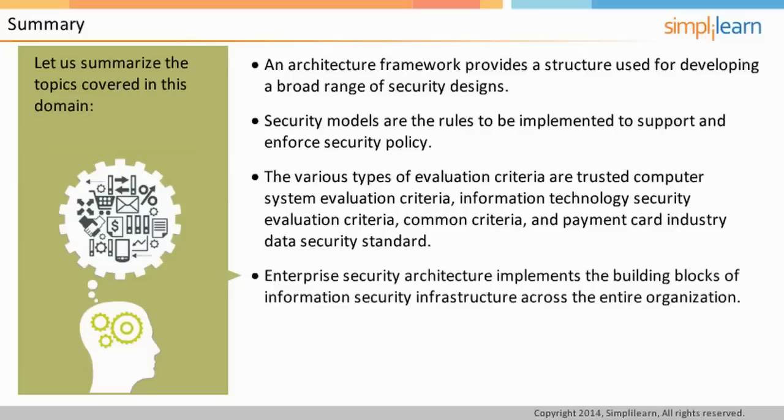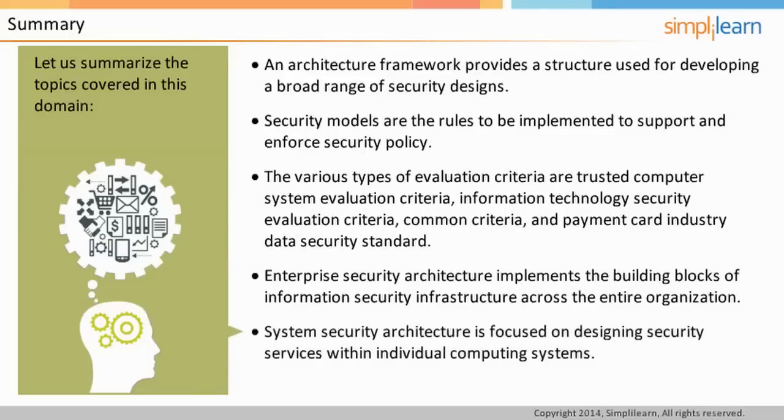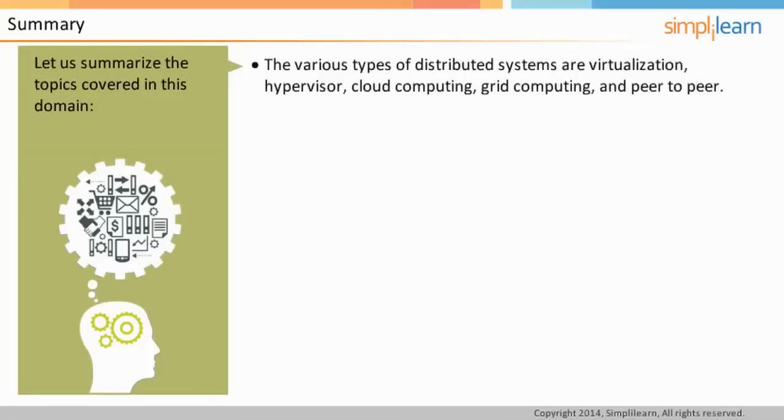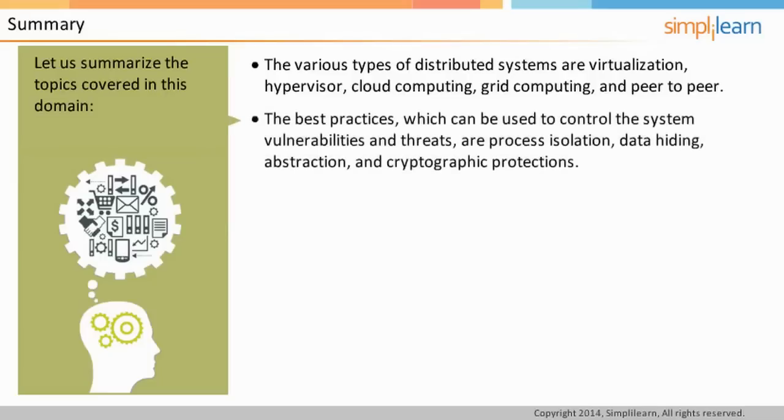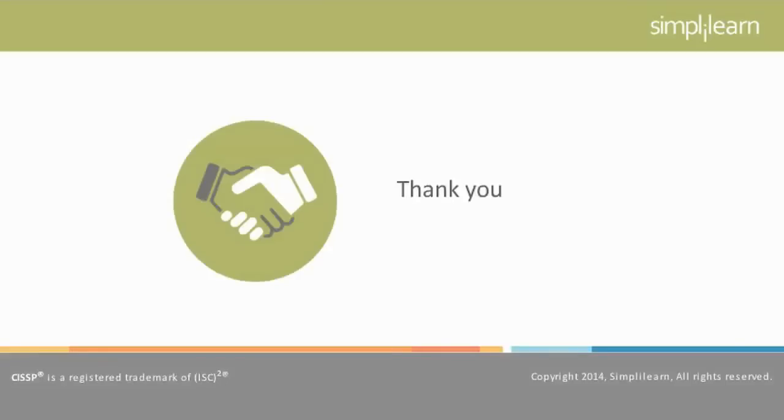Enterprise security architecture implements the building blocks of information security infrastructure across the entire organization. System security architecture is focused on designing security services within individual computing systems. The various types of distributed systems are virtualization, hypervisor, cloud computing, grid computing, and peer-to-peer. The best practices which can be used to control system vulnerabilities and threats are process isolation, data hiding, abstraction, and cryptographic protections. In the next domain, we will learn about physical security in detail.